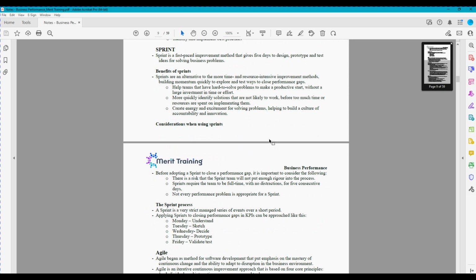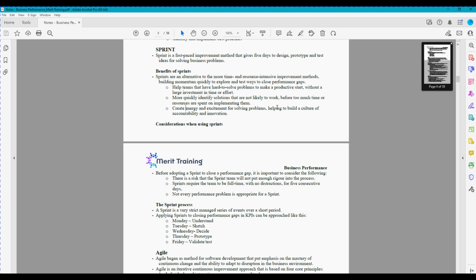So some considerations for sprints. Obviously there is a risk that the sprint team will not put enough rigor into the process because it is very quick discussion, as opposed to very detailed analysis, coming up with problem, solution, etc. It's just kind of talking big picture.